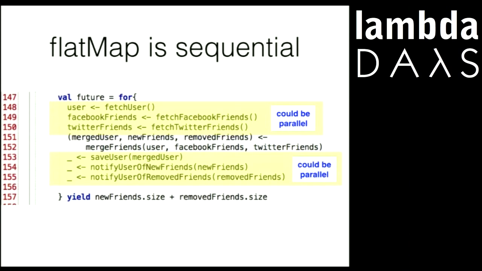But luckily there is a way. So I highlighted these two sections because the expressions in each section are totally independent. So fetching user, fetching Facebook friends, Facebook and Twitter friends is totally independent. So we can run it in parallel. There is a combinator in Scala futures. It's called zip. So if you have two futures, two started futures, and just call zip on one and pass the other, it will produce a future which will return a tuple of results. And it will only return when both of them complete.